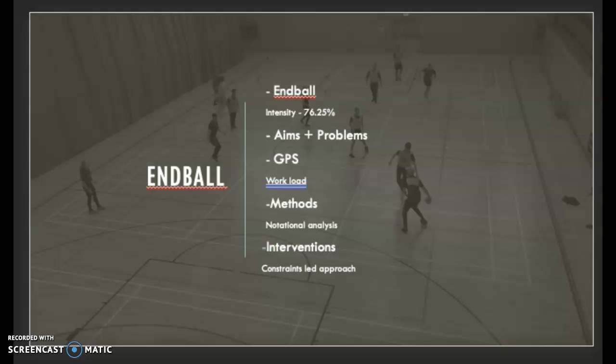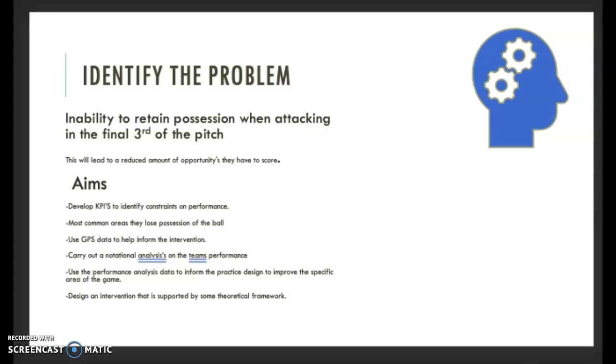I'll then be going into my methods, so I'll be discussing my method, which is notation analysis, and it'll be used to generate more information about the intervention. And finally, I'll be talking about the actual intervention and the key issues in the game, and I began to list some KPIs that were potentially going to tell me more about the problem, and I'll be talking a little bit about the constraint-led approach.